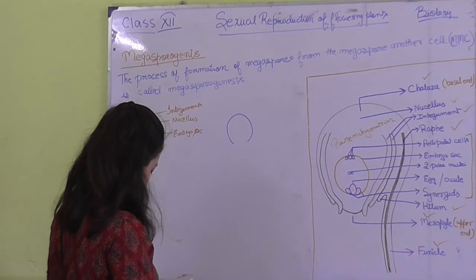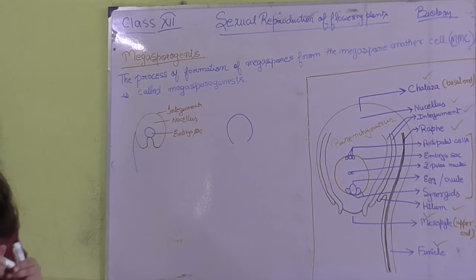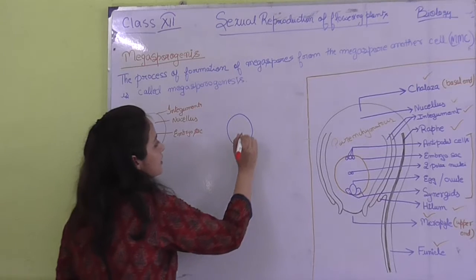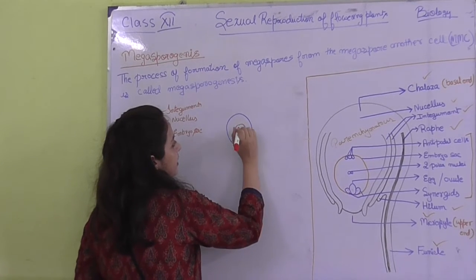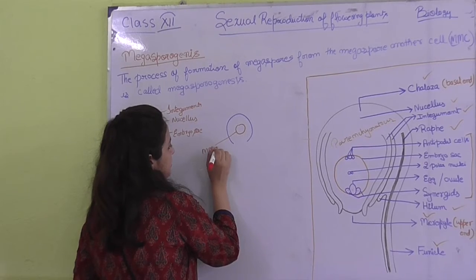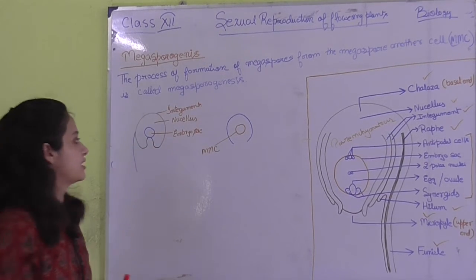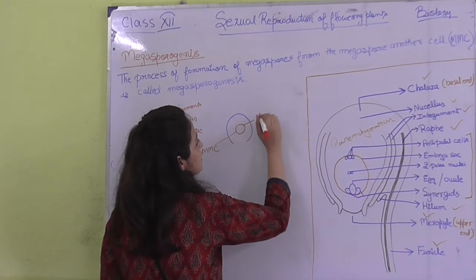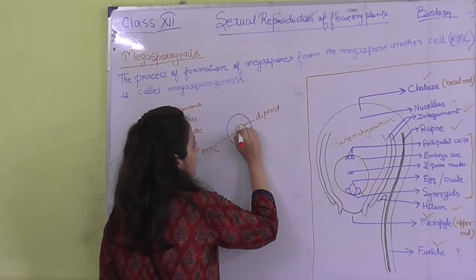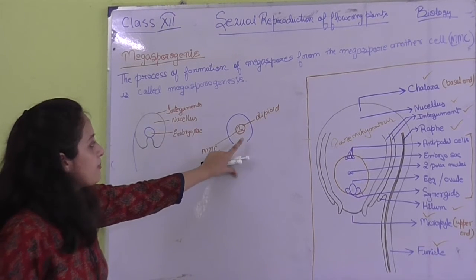Inside the embryo sac lies the megaspore mother cell. This is the megaspore mother cell, MMC, or we will also call it the female gamete or megaspore mother cell. Obviously this is diploid, that is, it has two sets of chromosomes. So this part is the micropylar end.